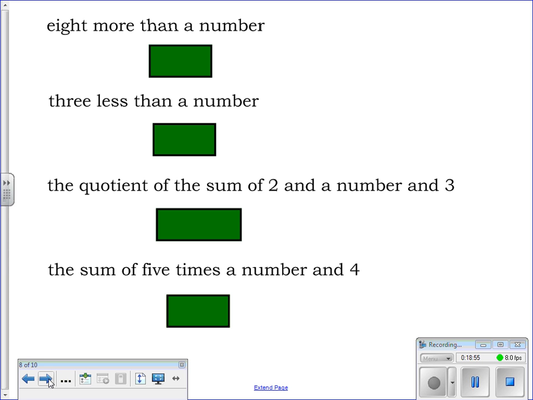These were a little trickier. 8 more than a number. So when I have 8 more than, if you have $10 and I have 8 more than you do, how much do I have? Really, it's money. You should be able to get money. Money kids always get money. If you have $10 and I have 8 more, how much do I have? 18, because you added them. It's 8 more than. So I have the number plus 8.